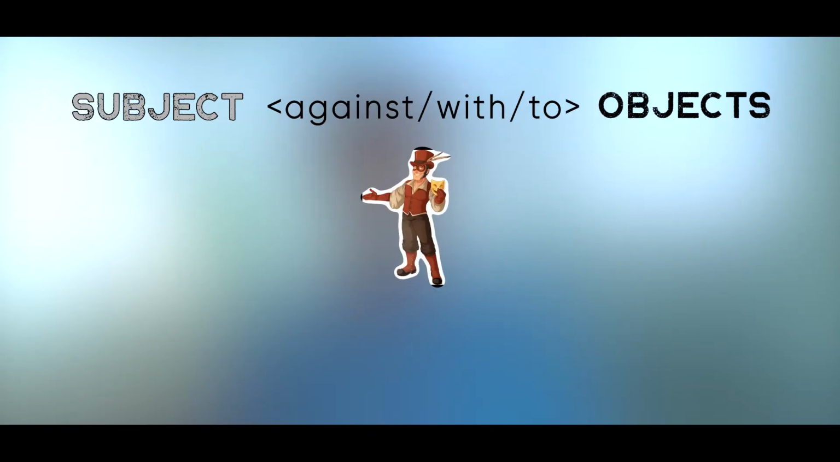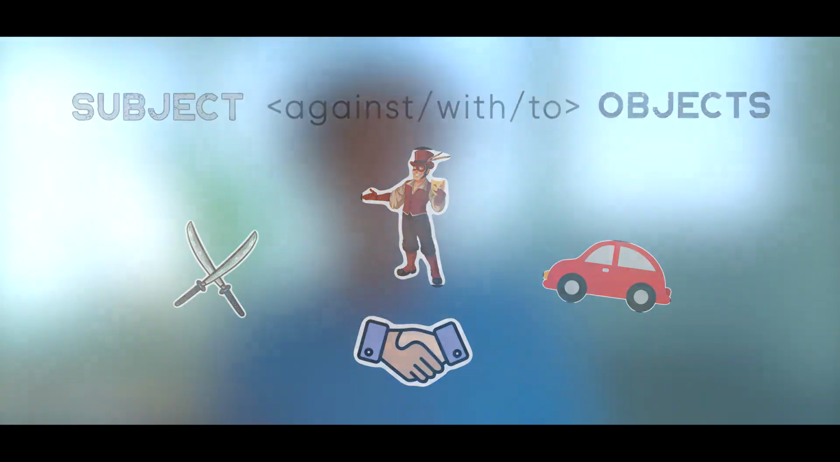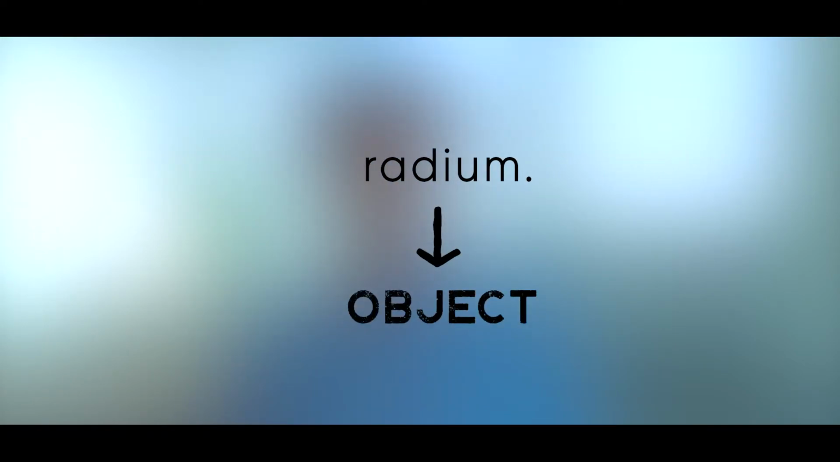Objects are the people or things that our actor is taking action against, or with, or to. There are different kinds of objects depending on the action in a sentence, but they all complete the action. They complete the predicate. Marie Curie experimented with radium. Radium is the object, the thing Marie Curie experimented with.